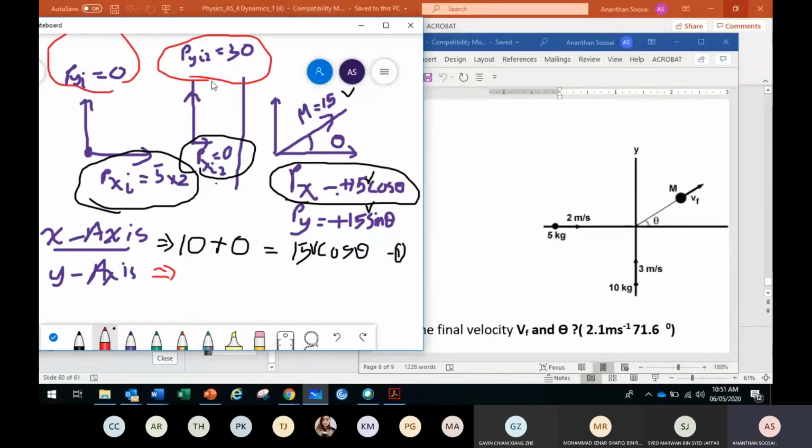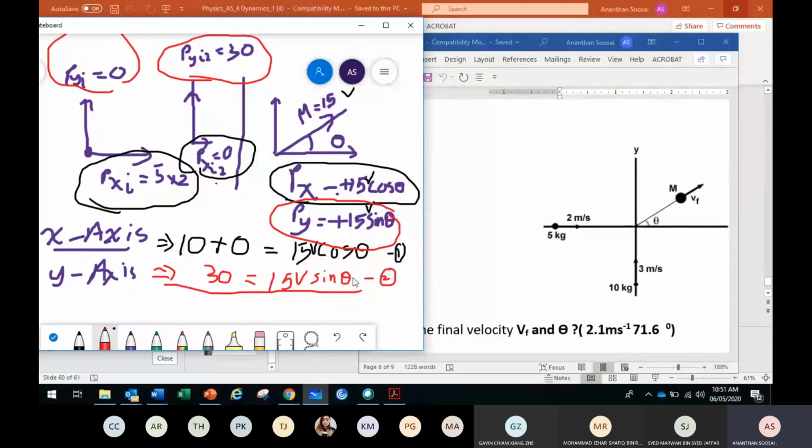Here is 30. So before, the total momentum vertically is 30, which equals the total momentum after. So how much is the total momentum after? 15 V sin theta for the second one. Okay, that's it, done with the physics. So now get the answers. Do you get these two answers?